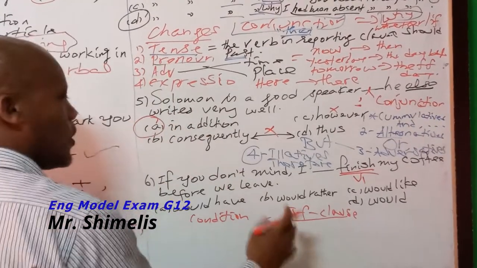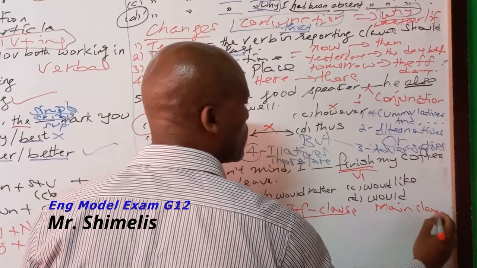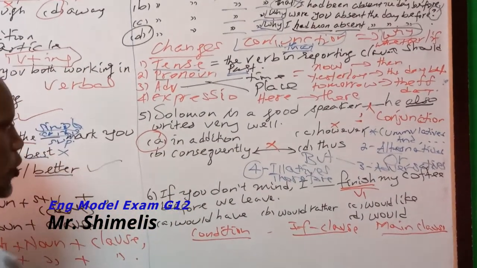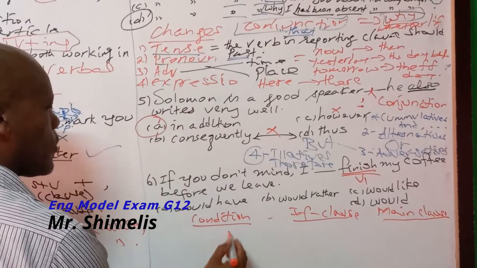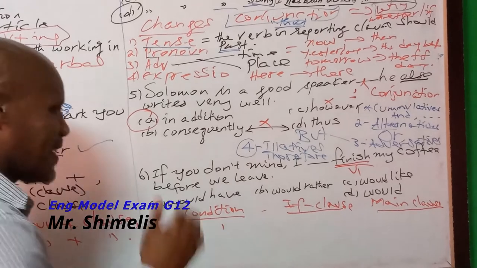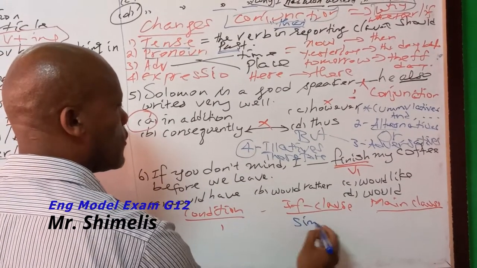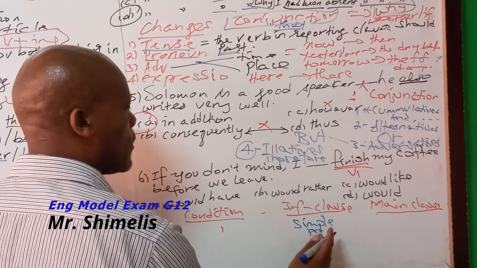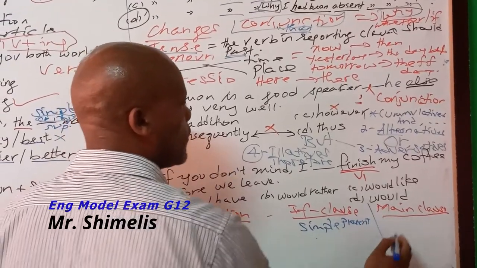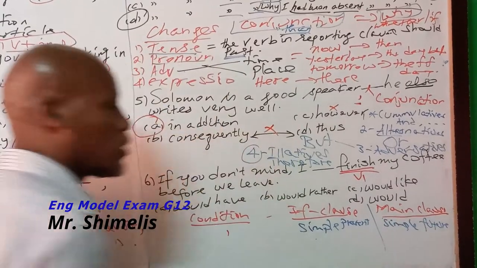We name the clause if clause, and the other clause is the main clause. What would be the structure in these two clauses if the condition is the first condition? If the condition is the first condition, the tense structure that is used here should be simple present in the if clause, and simple future in the main clause has to be applied.